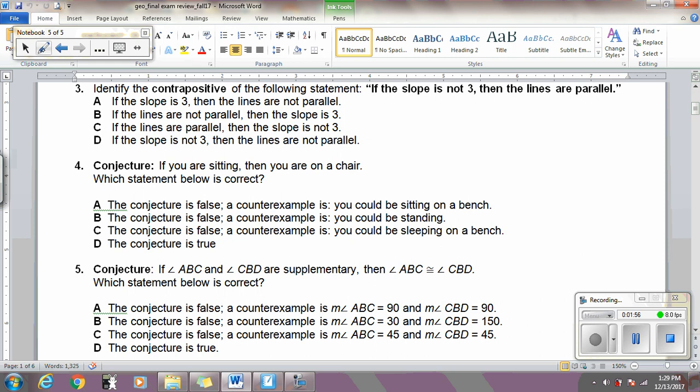Number 3 wants the contrapositive. To write the contrapositive, we do not Q, then not P. So switch and negate. P is the slope is not 3. Q, the lines are parallel. P already has not in it, so that means we do the opposite and remove it. Q needs a not, so we're going to add it next to are. Plus, we need to switch them around. Q needs to come first. So the correct answer would be B. If the lines are not parallel, then the slope is 3.